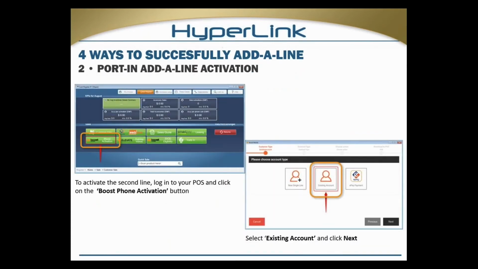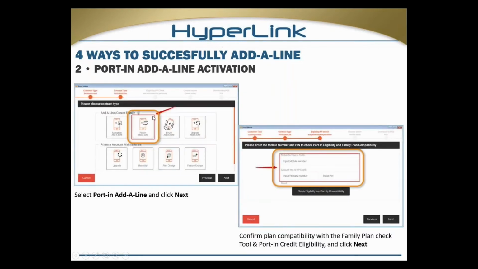For our next AddALine scenario, it's going to be a port in AddALine. So again, if you are a POS user, you're going to go ahead and select Boost Phone Activation, Existing Account. And in this scenario, this is a port in AddALine. So we're going to select Port in AddALine. We're going to go ahead and input the primary line phone number in there and also the new phone number to check for plan compatibility and port in credit eligibility, and hit next.